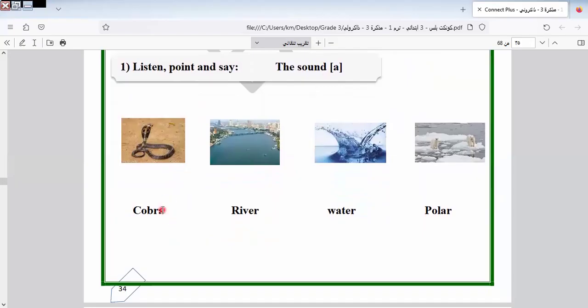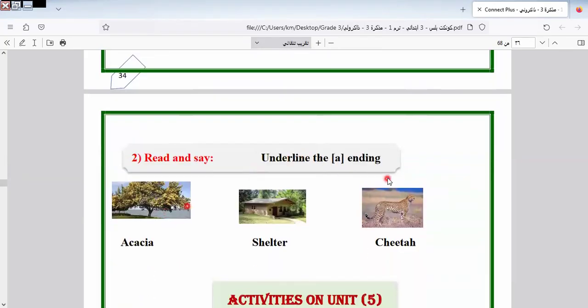Here we have phonics, the phonic sound a. It will be cobra. This is the word that has the sound a. It's cobra. And here we have polar. I think cobra, because it has the sound a. So you select cobra here. Here I select the word that ends with a, like acacia. Okay.